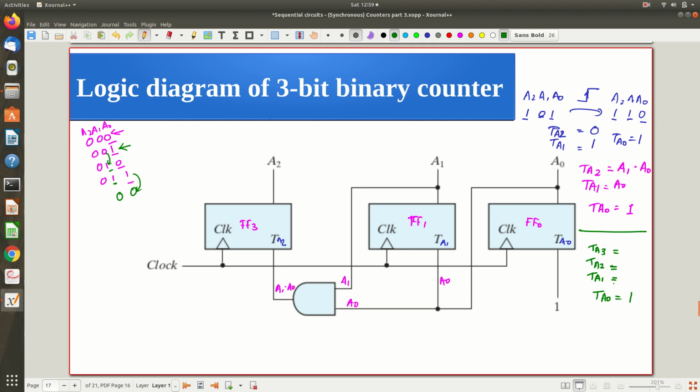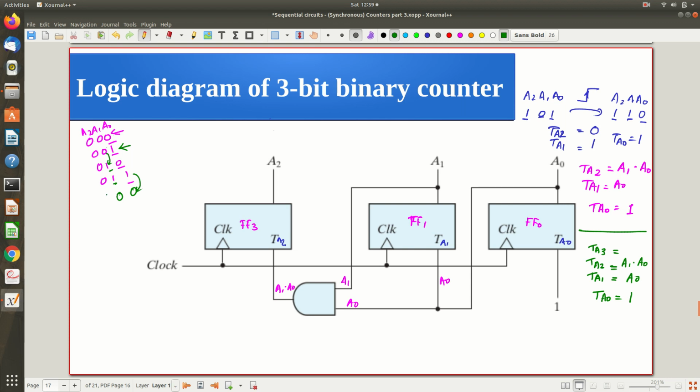So this has to be 1 always. And what about this TA1? It should be A0, just like before, because whenever this A0 bit is 1, I want the other bit to be toggled. Whenever the current state of A0 is 1, in the background a 0 to 1 transition has just happened, so the A1 bit should toggle. And similarly your A2 is just like before, it will be A1 dot A0.